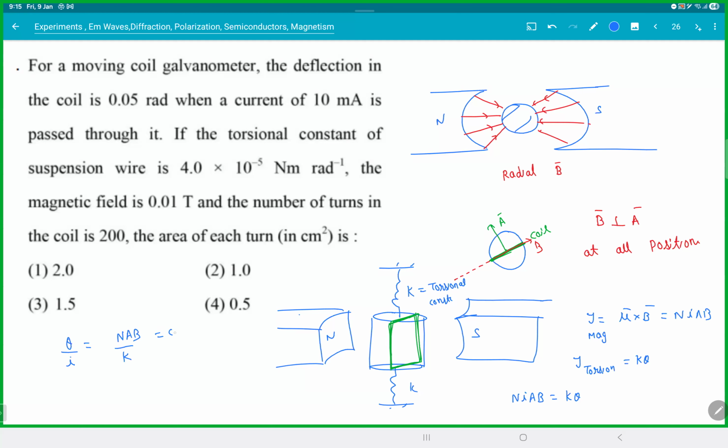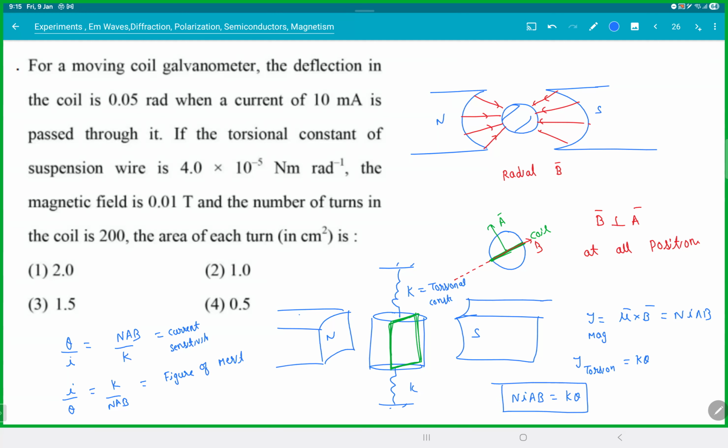Current sensitivity. I by theta, if you write it in the reverse, this is also called as figure of merit. So that's your angle deflected per unit current is your sensitivity. So there, that's the formula which you actually have to use.